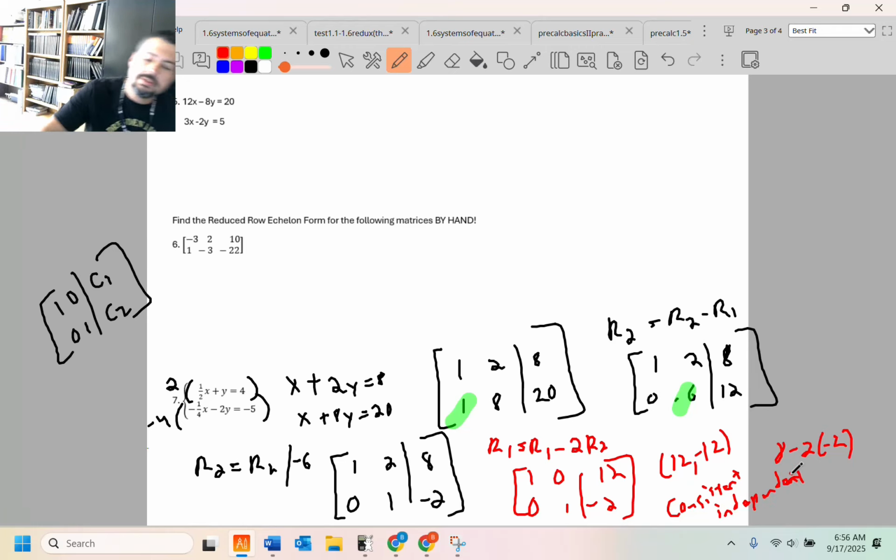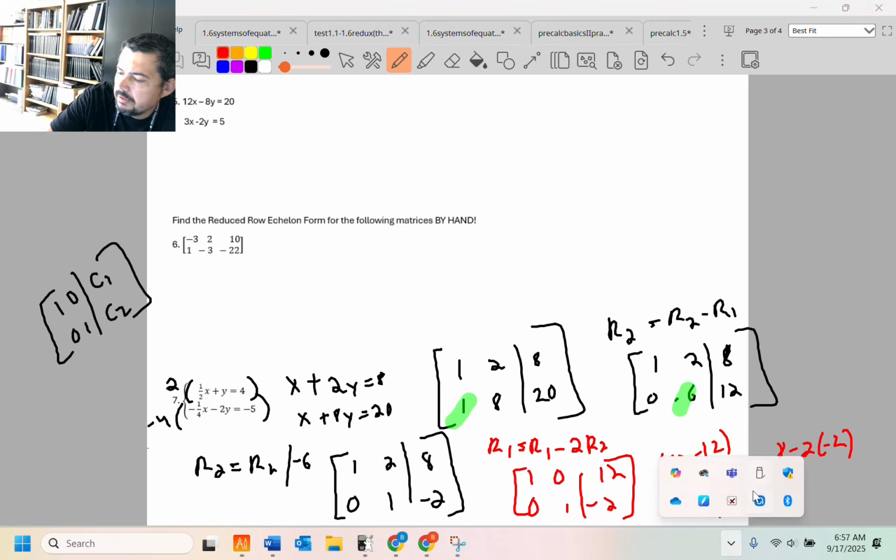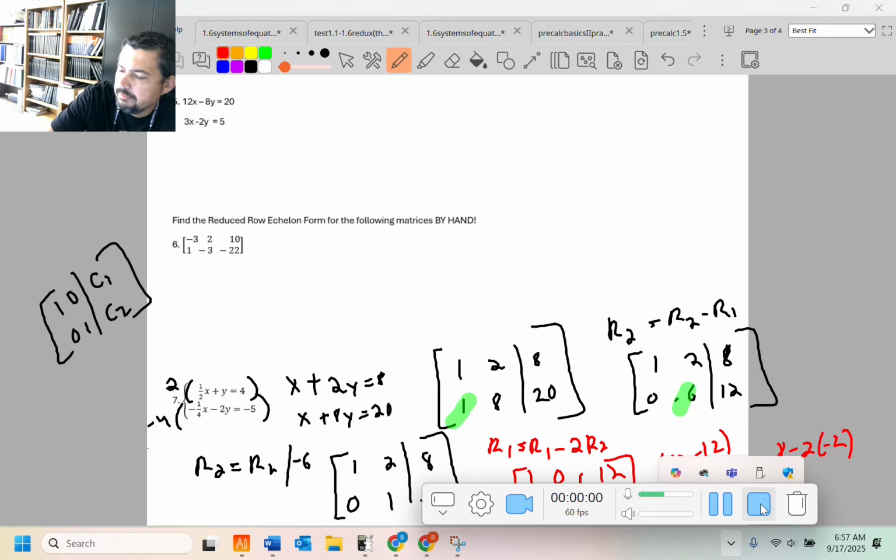There you go, kids. There's 3 of your 8 homework problems done. And I'm assuming you'll probably ask for some more tomorrow because it's reduced row echelon form, and nobody likes reduced row echelon form.